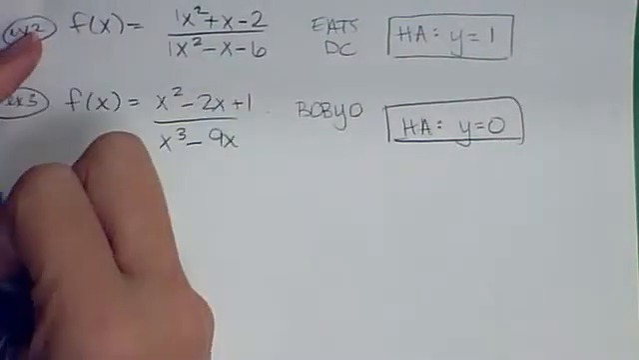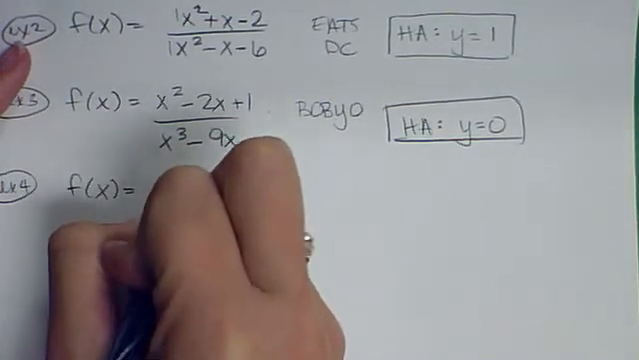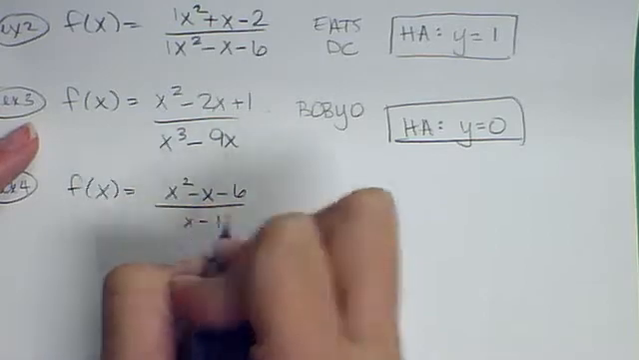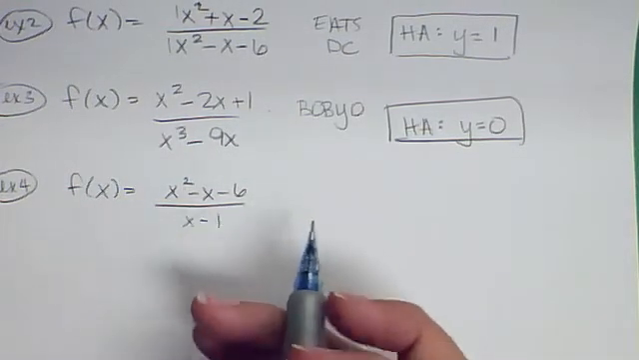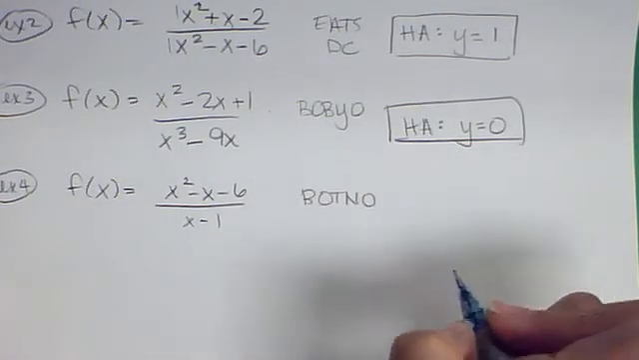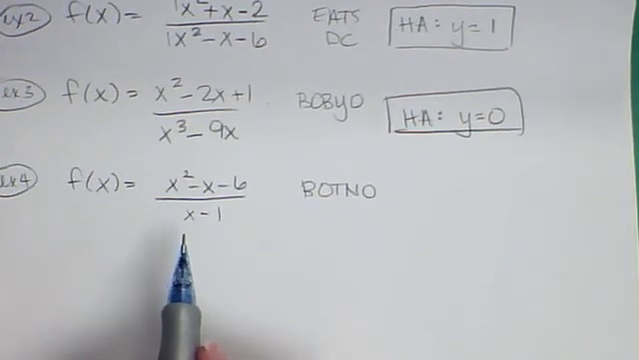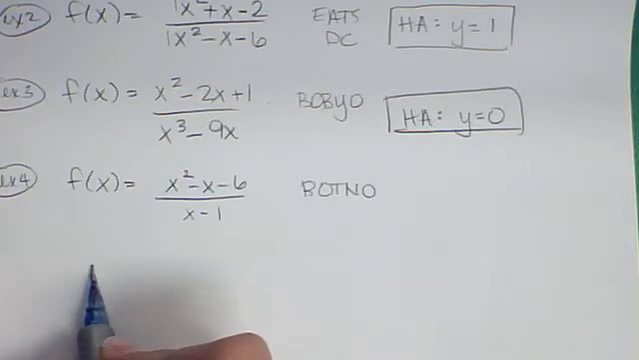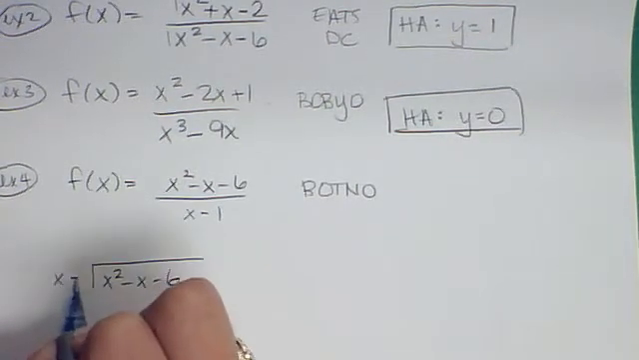Example 4. f of x equals x squared minus x minus 6 over x minus 1. On this one, the exponent of the top is 2, the exponent on the bottom is 1. So this would be big on top, or botno. When I have botno, I have to divide. Now, last week or 2 weeks ago, we learned 2 different methods of division, long division and synthetic. I'm going to show you long division on this one so that we can review both types.